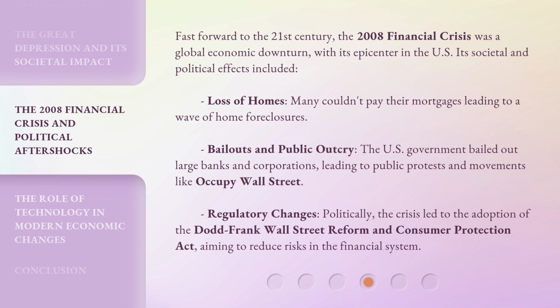Bailouts and public outcry. The U.S. government bailed out large banks and corporations, leading to public protests and movements like Occupy Wall Street. Regulatory changes. Politically, the crisis led to the adoption of the Dodd-Frank Wall Street Reform and Consumer Protection Act, aiming to reduce risks in the financial system.